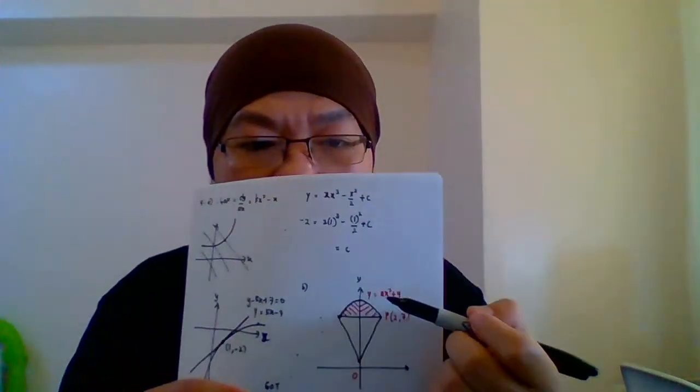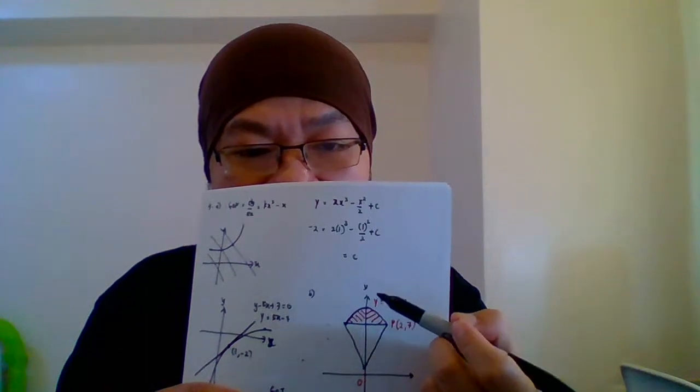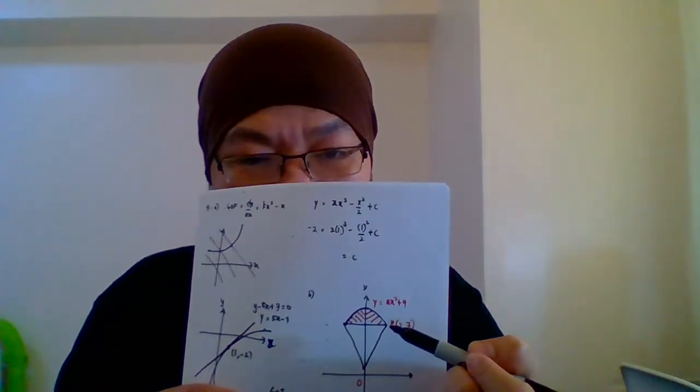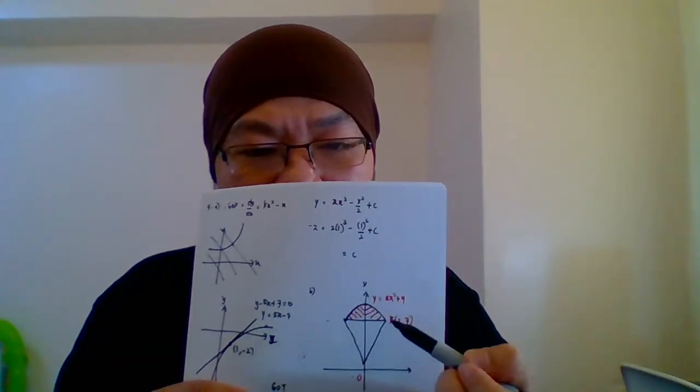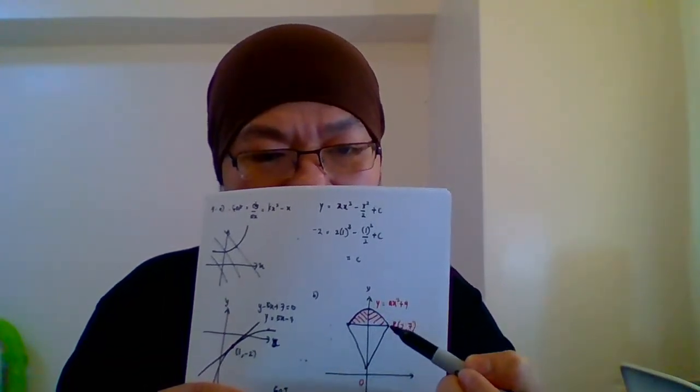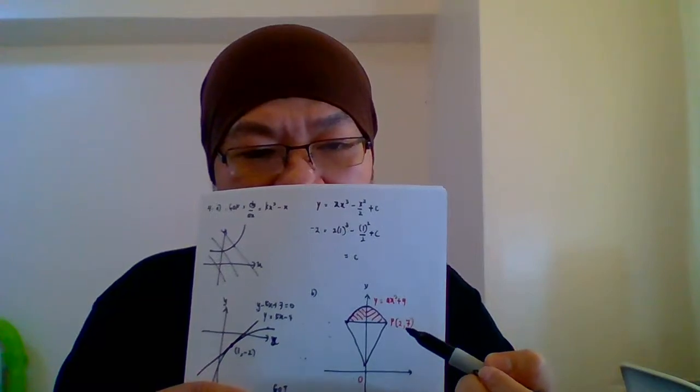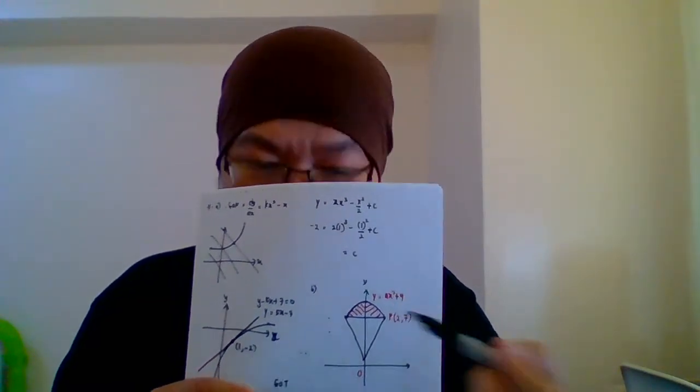So, since the curve equation is given by this, and the point P here actually belongs to the triangle, but also belongs to the cone, the curve, right? So we substitute 2 and 7 into this equation, then we can find A.